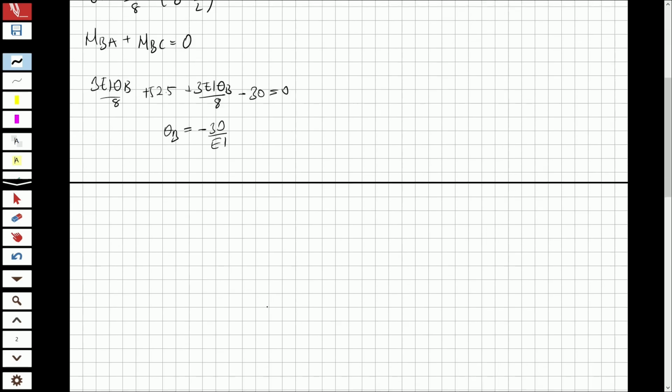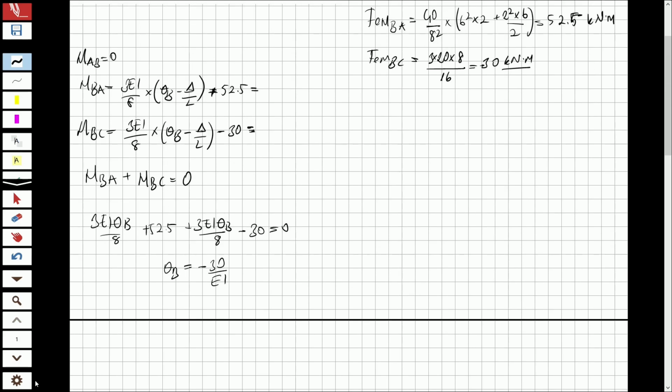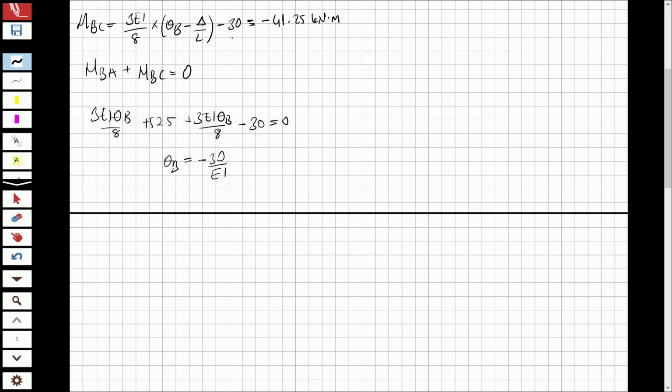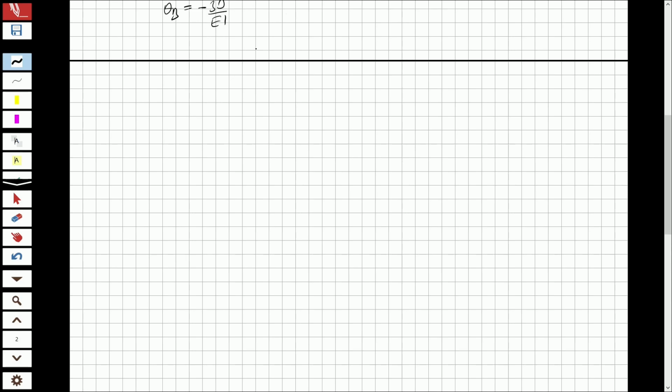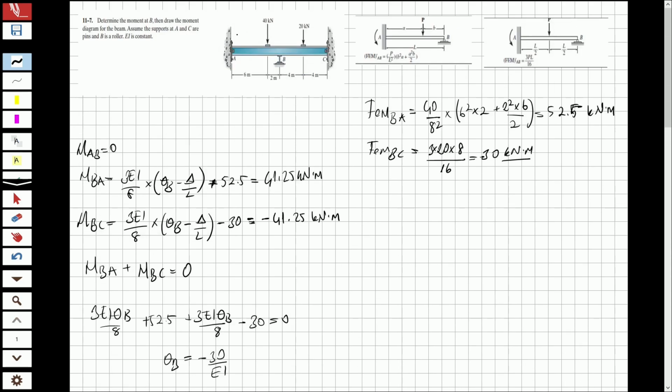So let's find the moments when I write theta B in its place. I will obtain the moment as 41.25 kilonewton meter, and this is going to be minus 41.25 kilonewton meter. So now I have the moments, so it's time to find the shear and try to draw the shear and moment diagrams.